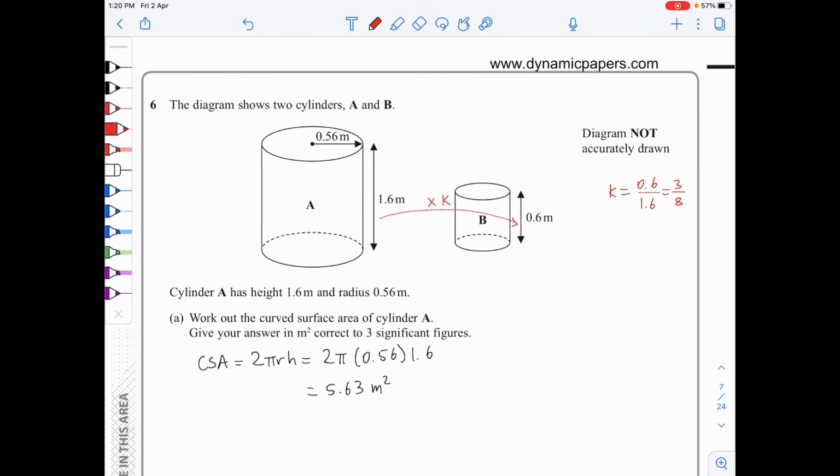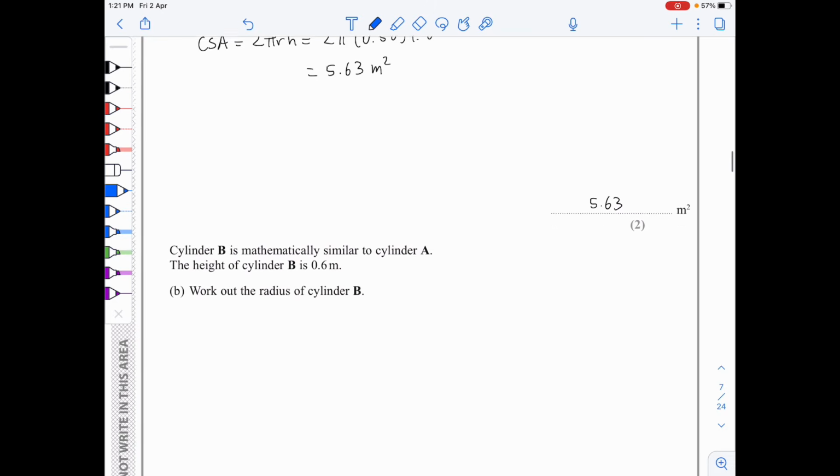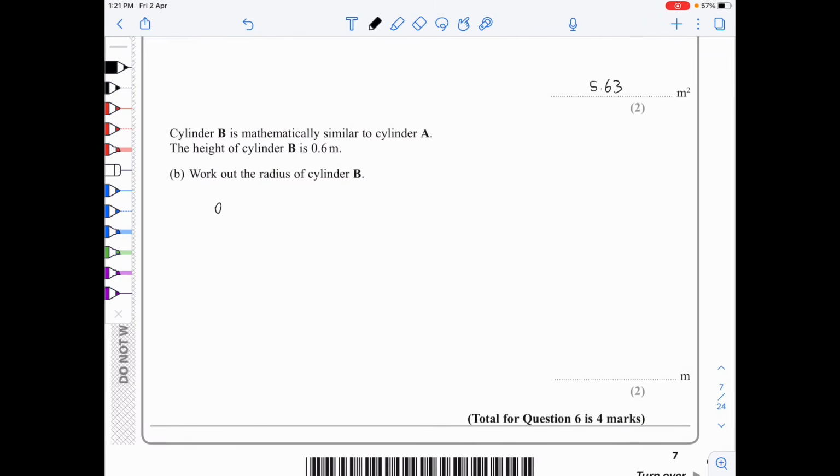So if we've got the radius here, then all we need to do is multiply by K. So I'm just going to do 0.56 times 3 over 8, the length scale factor. And this is giving a result of 0.21, and that's meters. So it's all about the scale factor here.